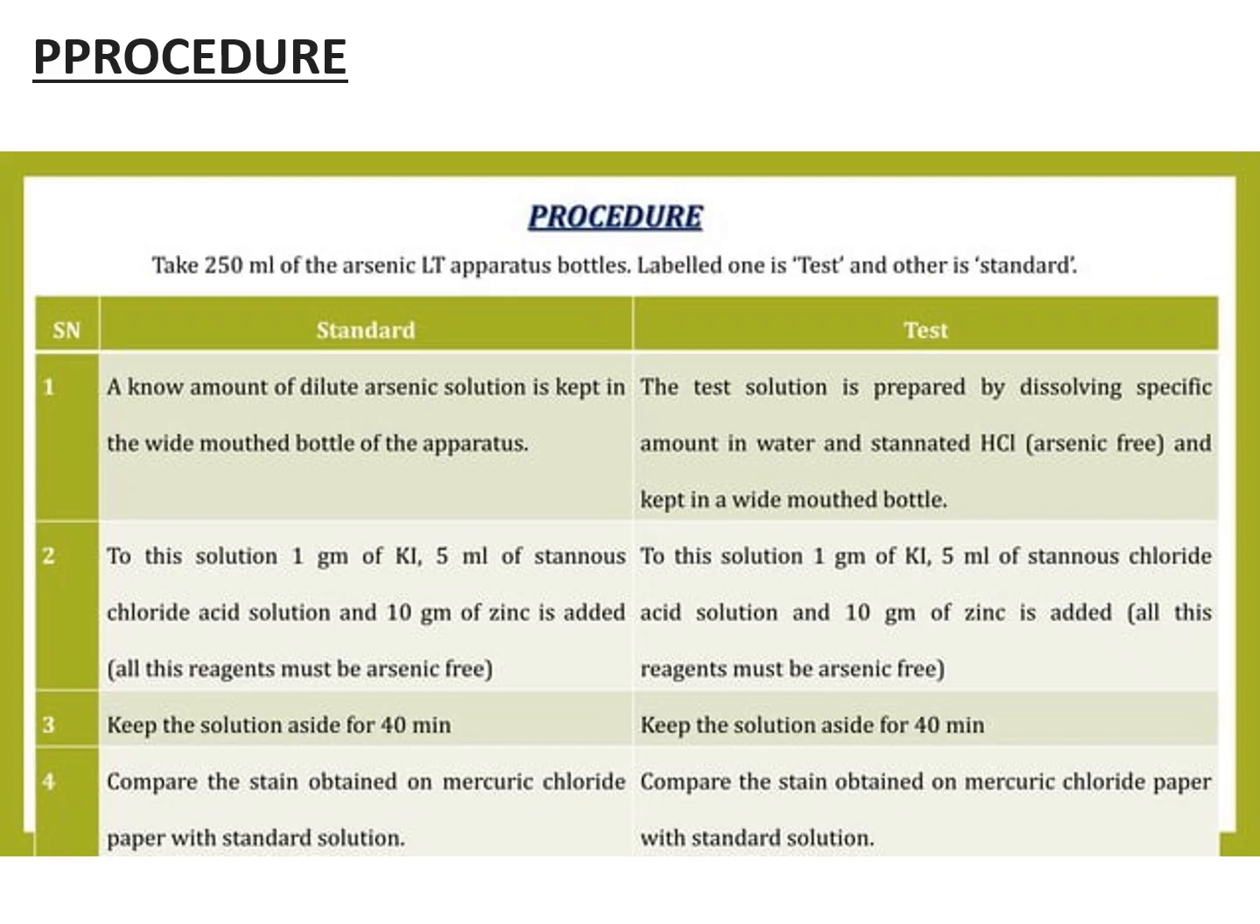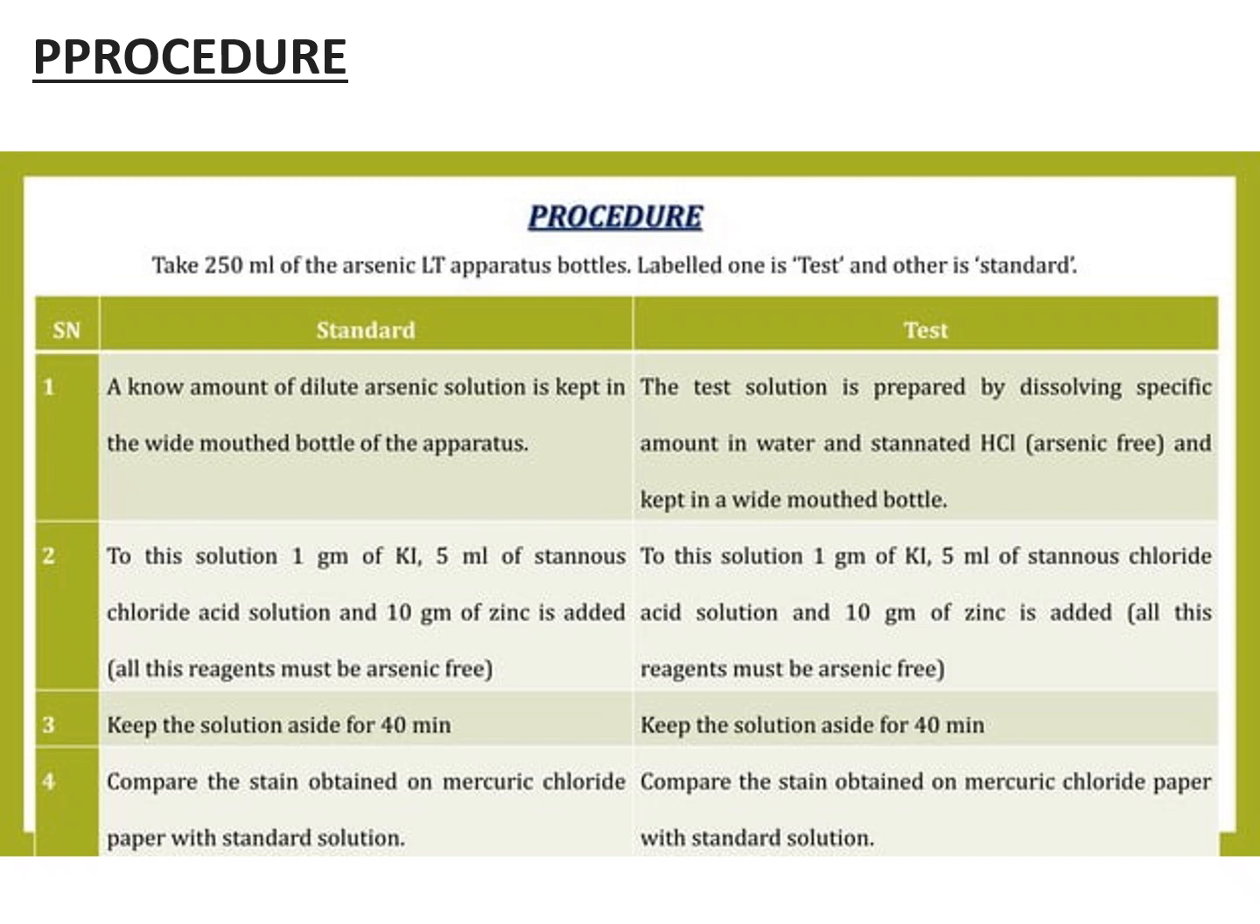Next, move to the procedure. As in every limit test, there has to be a procedure with two sets of apparatus: one is the test and one is the standard. In most limit tests we use the Nessler cylinder. Here we are using the Gutzeit apparatus as the equipment for doing this limit test. We need two Gutzeit apparatus, one for the standard and the other for the test.